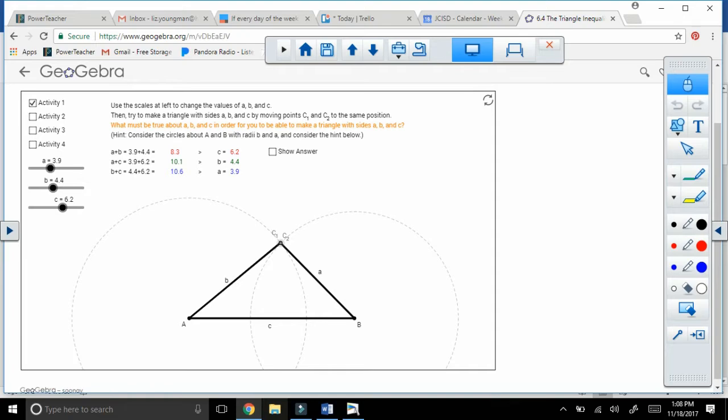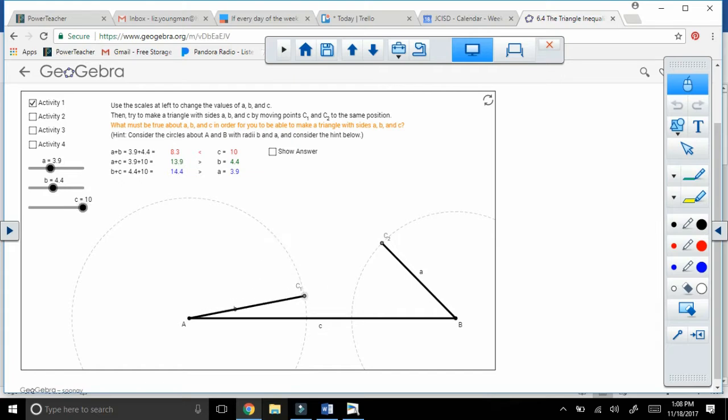But let's say I make C 10. Is there any way that I can make these three, the 3.9 and the 4.4 and the 10, is there any way that I can make those into a triangle? And the answer to that is no. These are just not long enough to be able to reach. Even if I were to go down all the way for those, they're not a triangle.